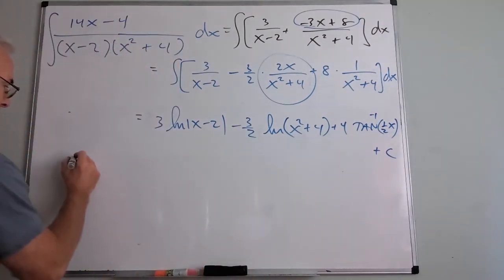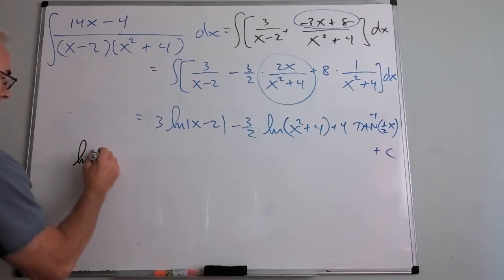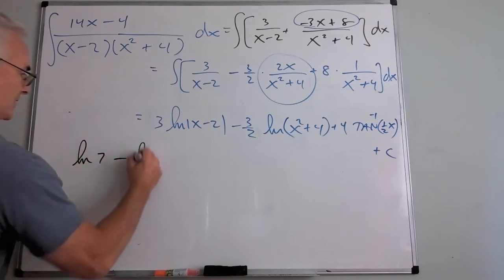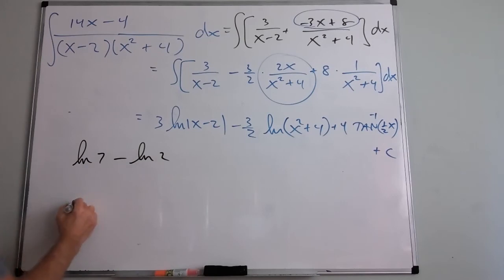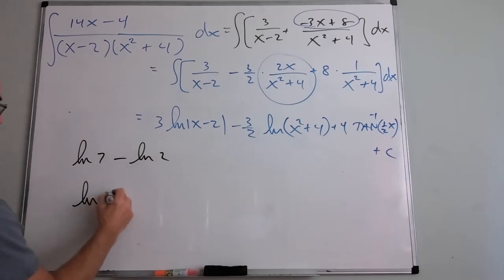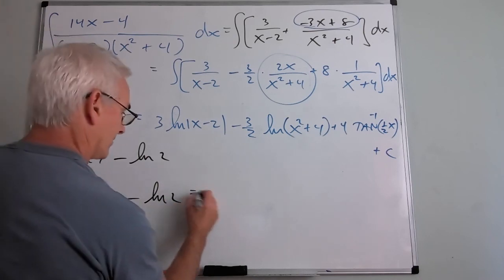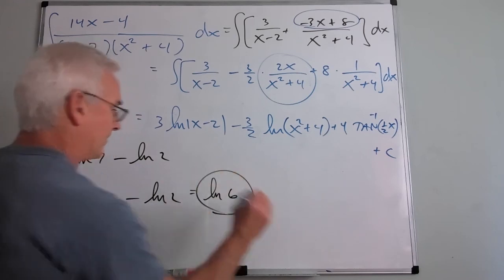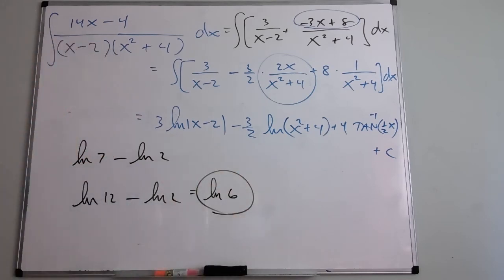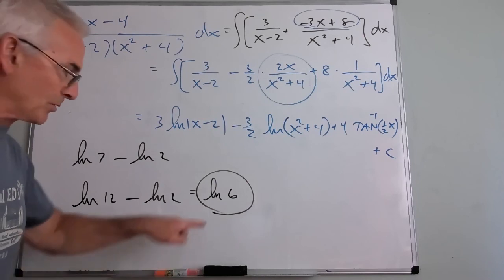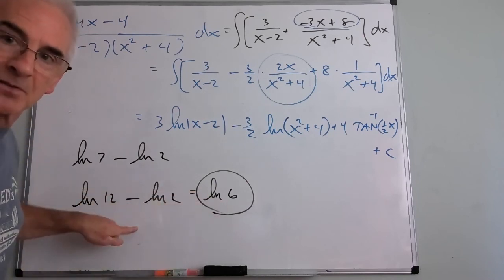The final answer to the question is log, let's say 7 minus log 2. The final answer to the question is log 12 minus log 2. Which one should I manipulate? Which one should I leave alone? The bottom one, because 12 divided by 2 is simpler. Yeah, that's a no-brainer. Oh, because the difference of logs is the log of the quotient, infinitely preferable to this.